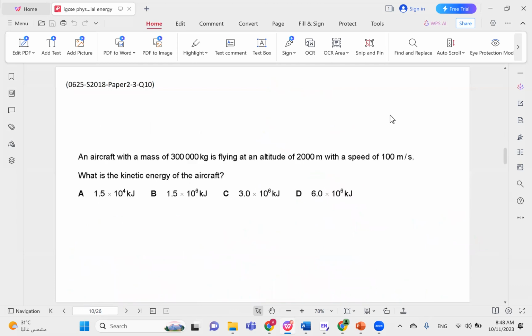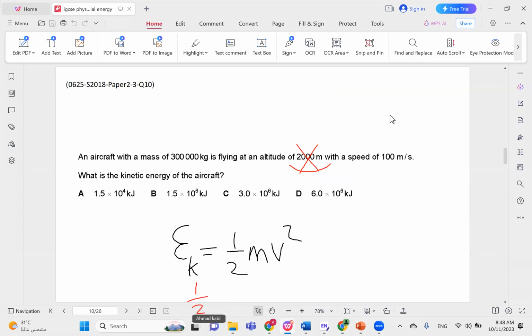An aircraft with a mass of 300,000 kilograms is flying at an altitude of 2,000 meters with a speed of 100 meters per second. What is the kinetic energy of the aircraft? So this is an easy question. Kinetic energy is equal to half mv squared. Perhaps the only trick here is that they gave you more information than what you need. This is irrelevant. I only care about the mass and the speed.